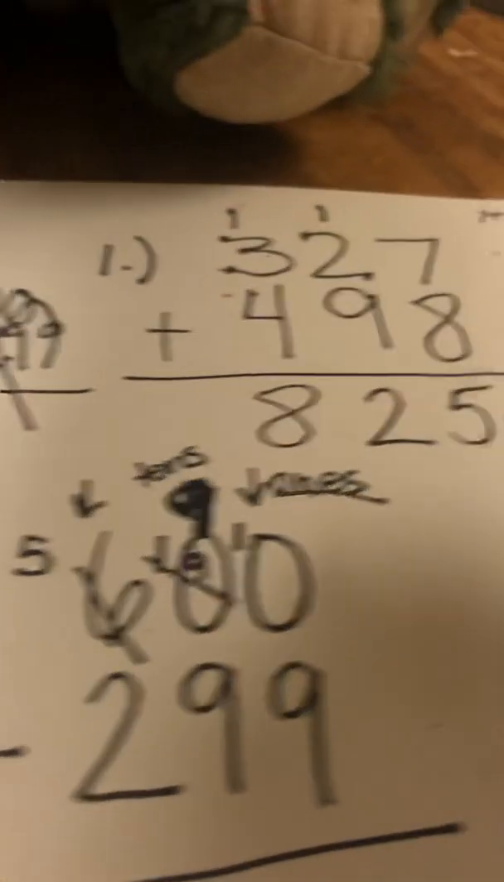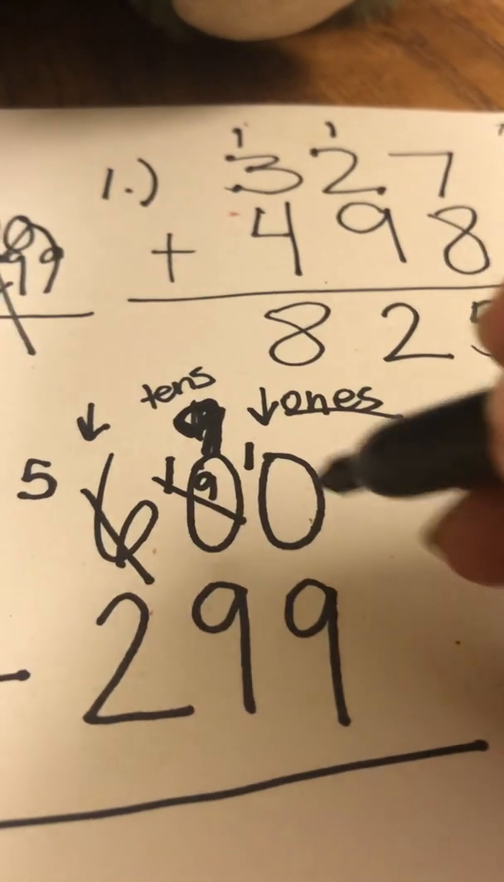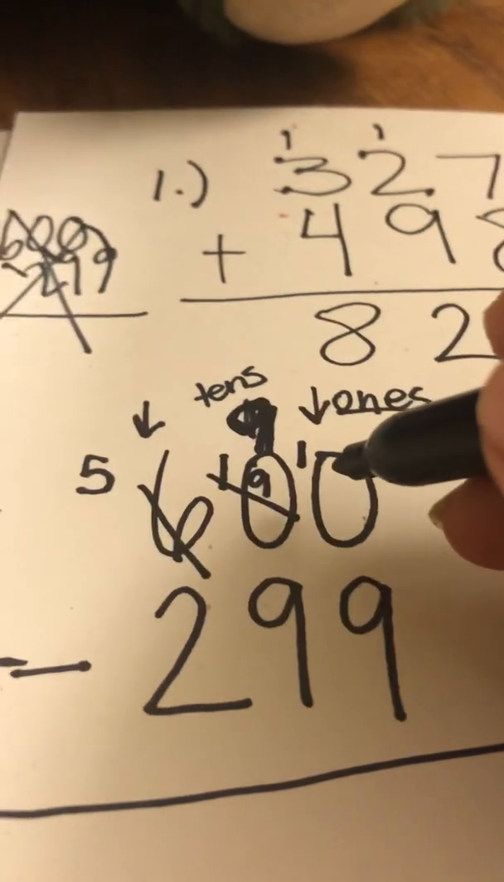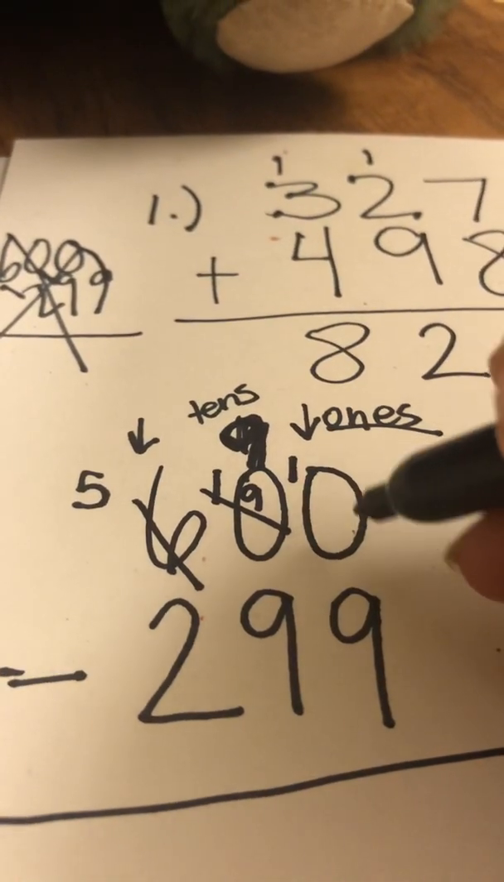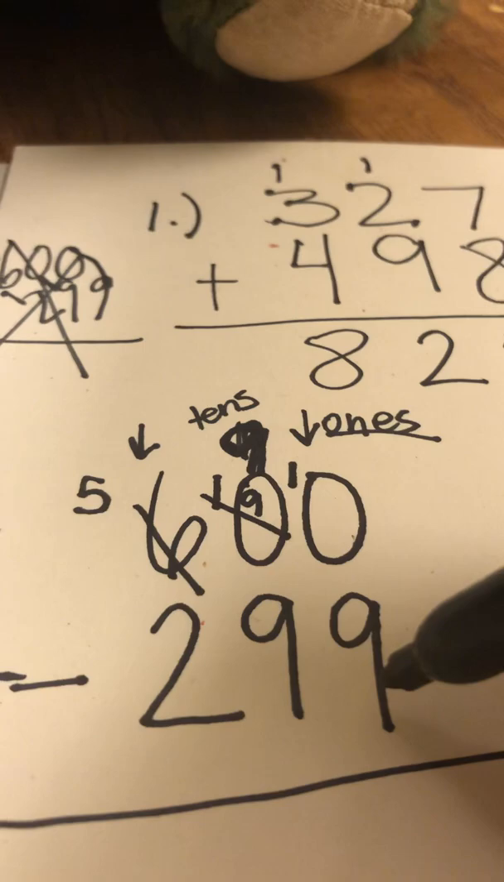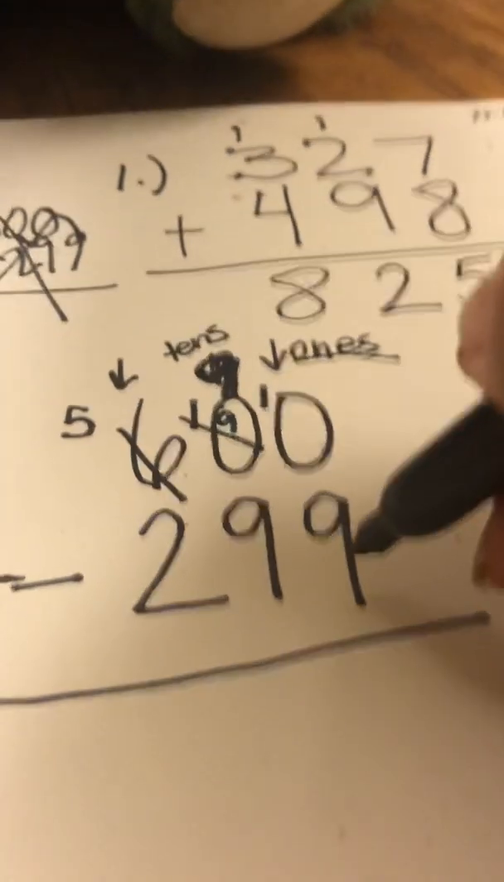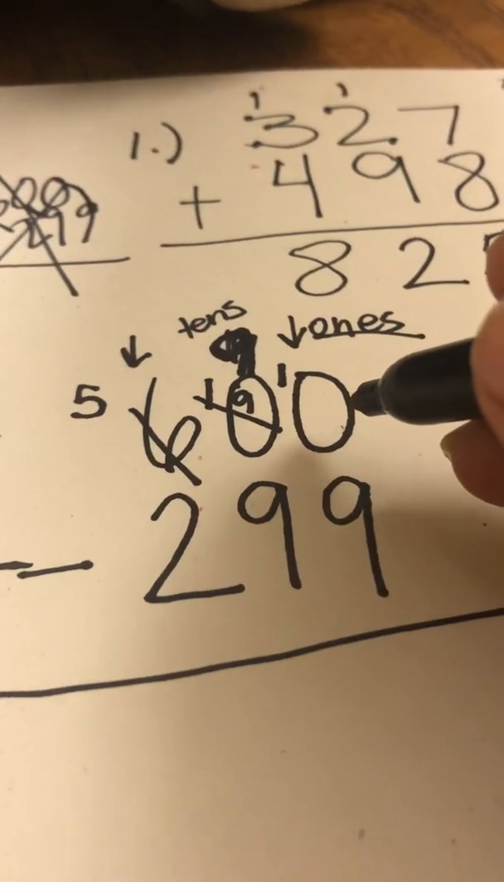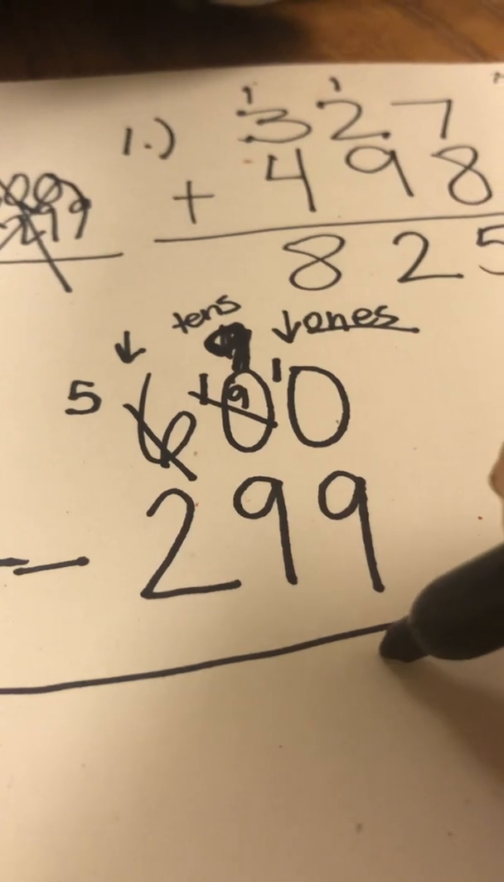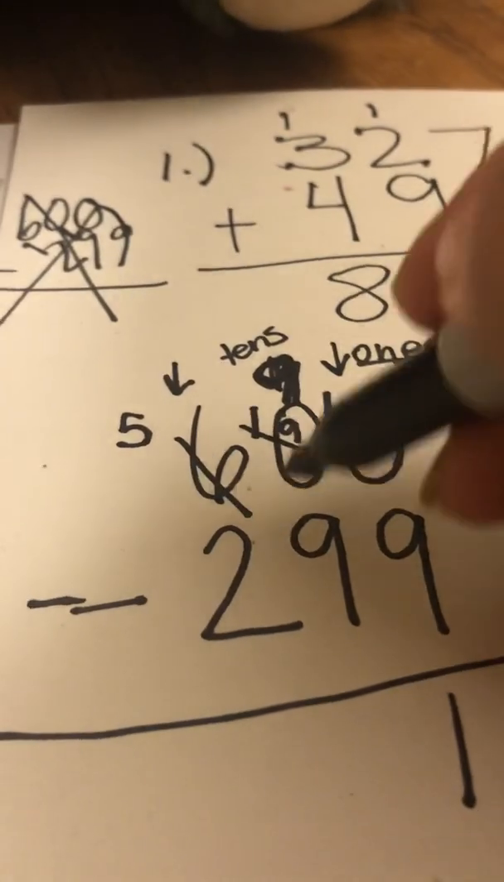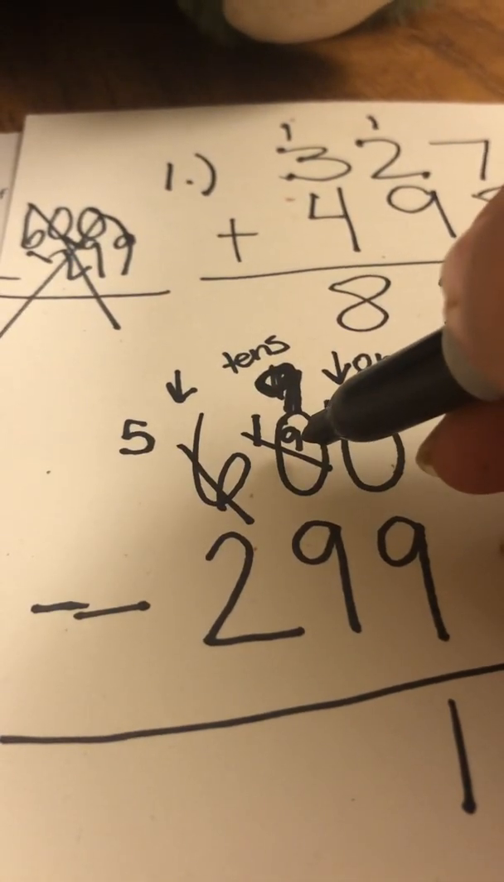Am I on the right track, Trevor? Yes. What about you, Fred? Am I on the right track? Yes. Okay. So the ones place is a 10, and it's subtracting a 9. So what becomes of that? 10 minus 9 is 1. That's right. And then this one is a 9.